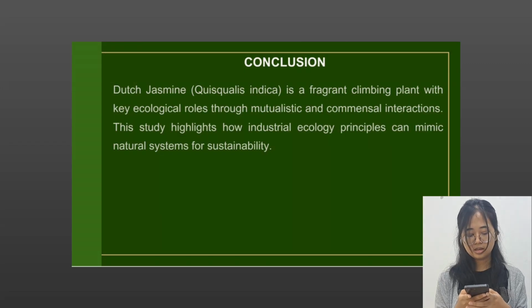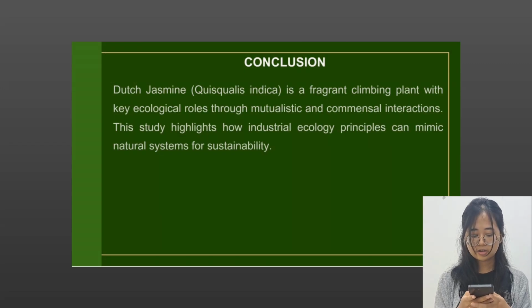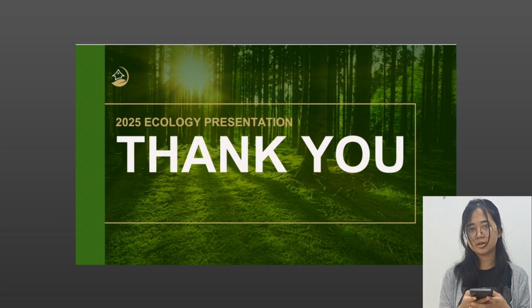In conclusion, the Dutch jasmine is a fragrant climbing plant with key ecological roles through mutualistic and commensal interactions. This study highlights how industrial ecology principles can mimic natural systems for sustainability. That is all from our group.